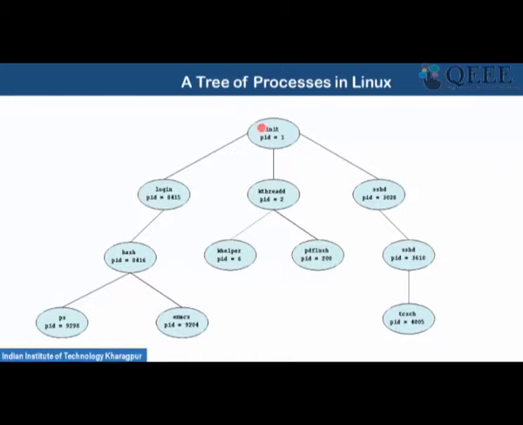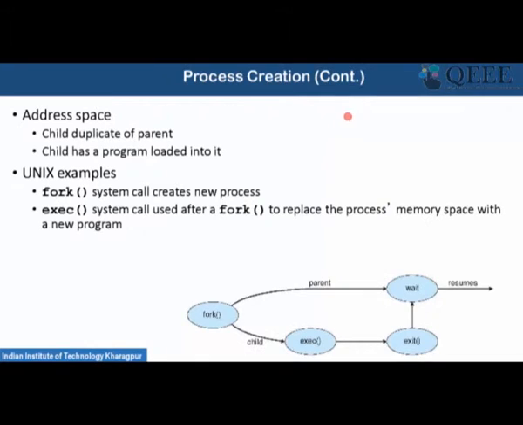It forms the root of the process tree. Then it can create multiple processes like login, kthread, then sshd with different process IDs. Then those processes can again fork multiple other child processes, and that way it basically creates a tree kind of architecture.